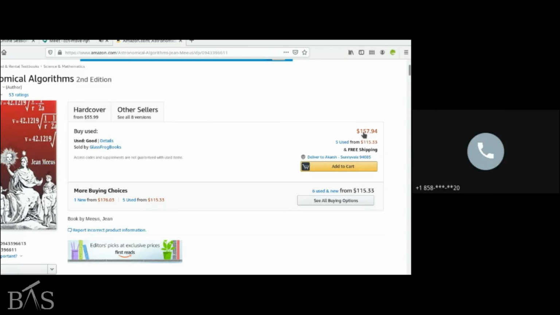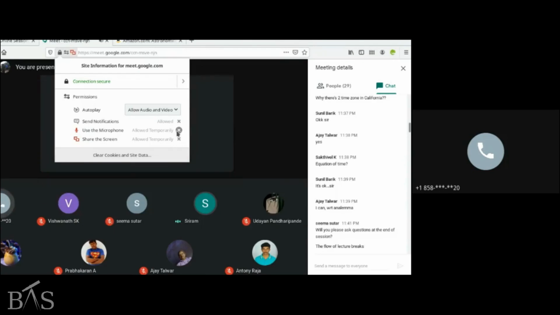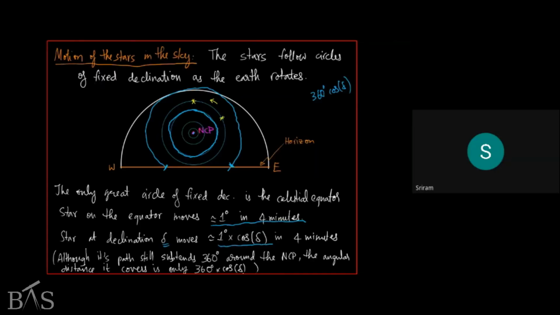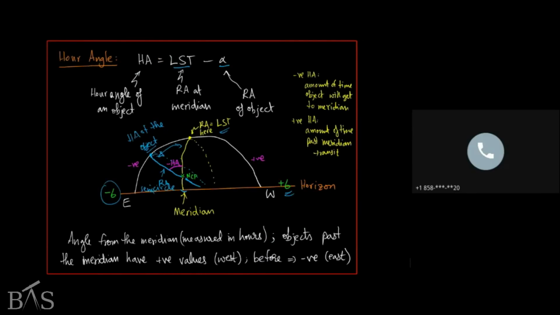Akarsh? Yes. If you don't mind, can you show me the slide before the last slide? Okay, let me kill this for a moment. Hold on. Presenting. Yes, which slide did you want to see? The one in which you're talking about the hour angle. Okay, yeah, this one.